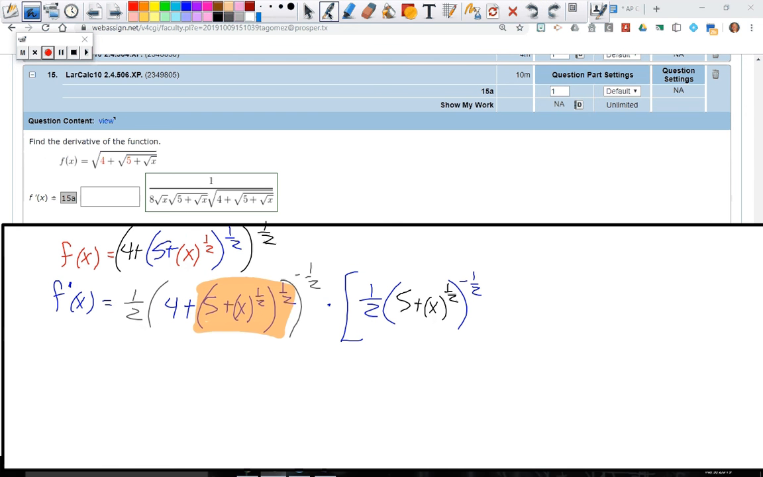By the derivative of this inside. Right? Which is 0 plus stuff. 0 plus 1/2, 1/2 x to the negative 1/2. Wait, wouldn't it be x to the... Oh, no, my bad. Okay?